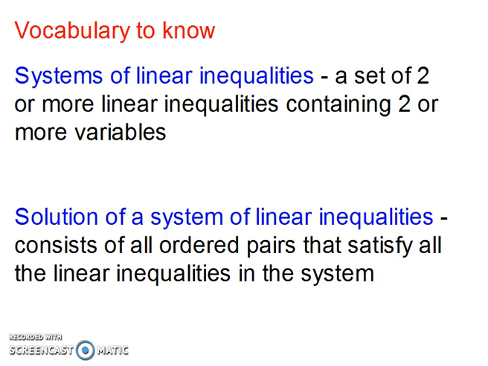Let's start with some vocabulary. Systems of linear inequalities: a set of two or more linear inequalities containing two or more variables. In the previous section, we dealt with one linear inequality. Now we can have two or more. A solution of a system of linear inequalities consists of all ordered pairs that satisfy all the linear inequalities in the system.